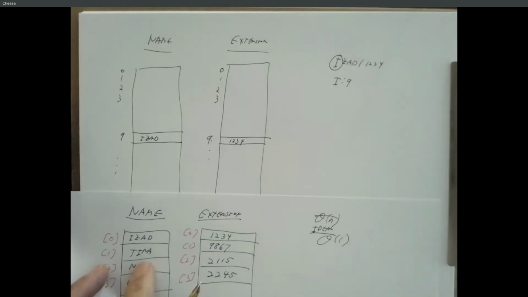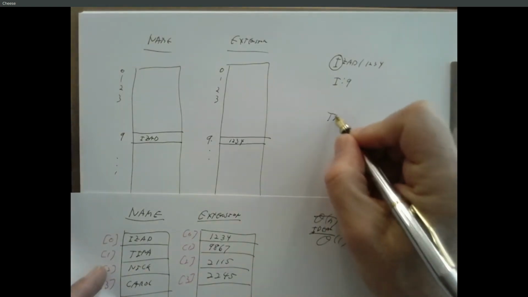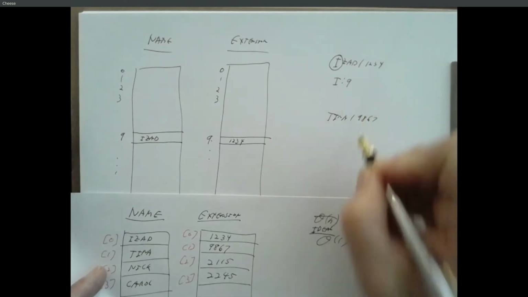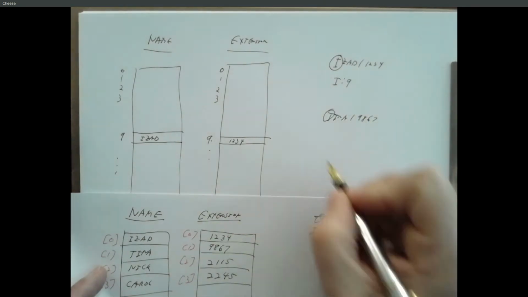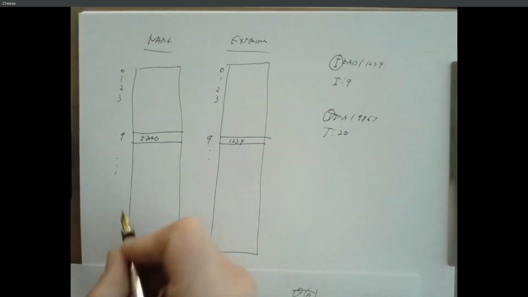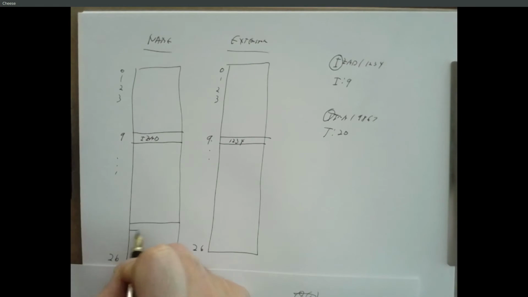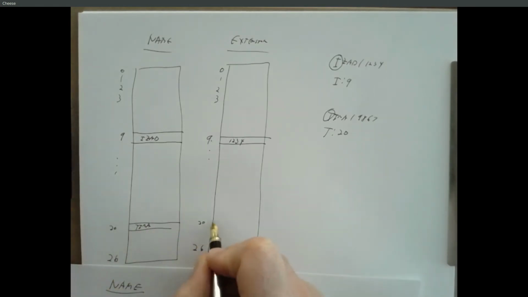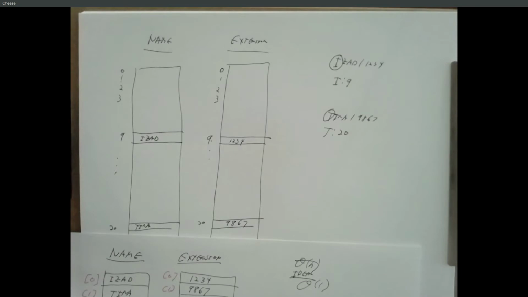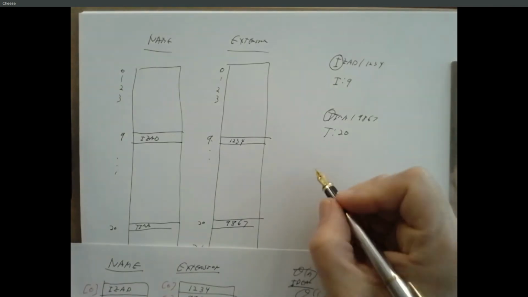And now I want to store Tina. I'm going to look at that first letter, and that's a T, and T is the 20th letter of the alphabet. So down here at location 20, I'll store Tina, and at index 20 in the extension array, I'll store her extension. And this is how I'm going to store my information.